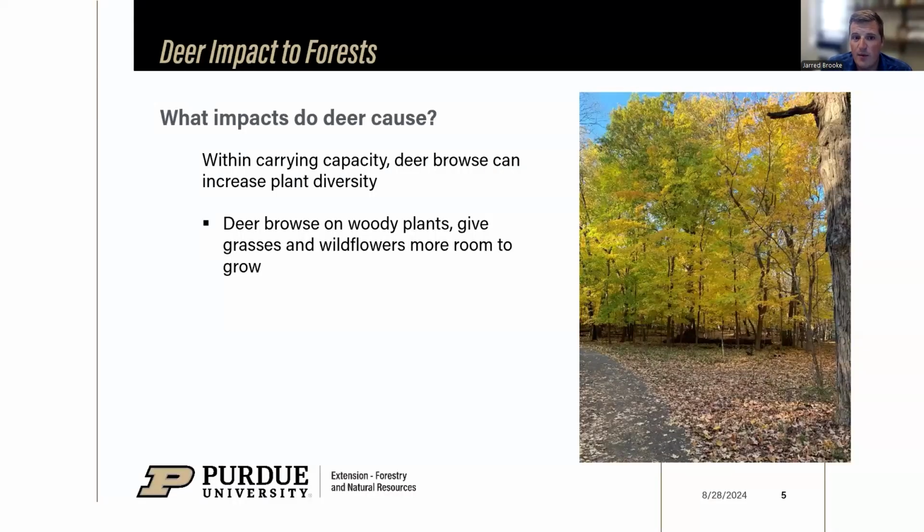So it's important to think about what impacts deer cause. Well, when deer are within the carrying capacity, when there are enough resources on the landscape to support the amount of deer that are on the landscape, or there are fewer deer on the landscape than there are resources to support them, deer can actually have a positive impact on plant diversity. And this is because they can selectively browse woody plants, which gives more room for grasses and wildflowers, or forbs, to grow. And so you can actually have an increase in plant diversity under a low to moderate browse level with deer.